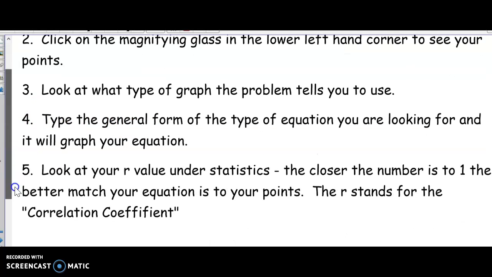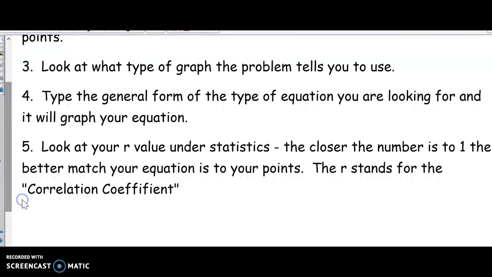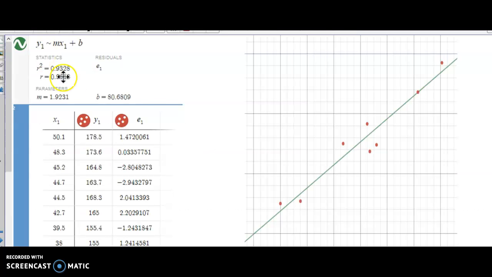Look at your R value under the statistics, and the closer the number is to 1, the better match your equation is to your points. The R stands for correlation coefficient. And I can't spell. All right, correlation coefficient. There we go.